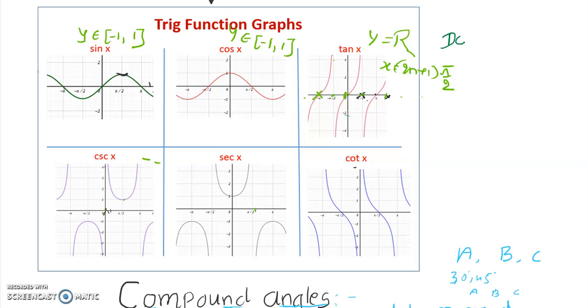Here, as far as the domain is concerned, I can consider any real angle except odd multiples of 90 degree. And as far as the range is concerned, I can assign any real number for all the remaining angles except odd multiples of 90 degree, 90 degree, 270 degree, because tan 90 becomes infinity.